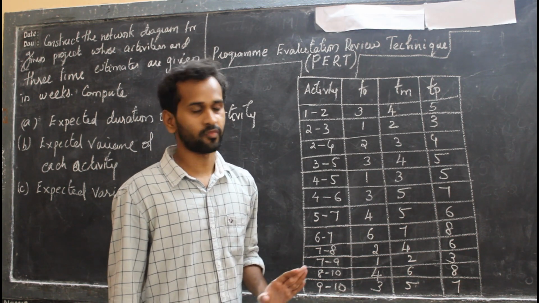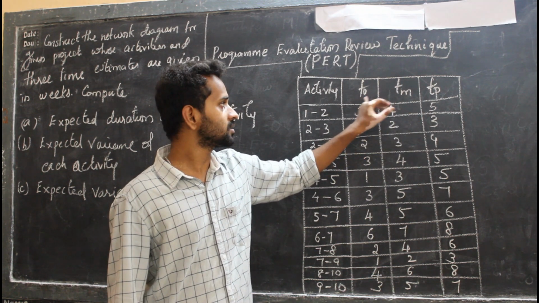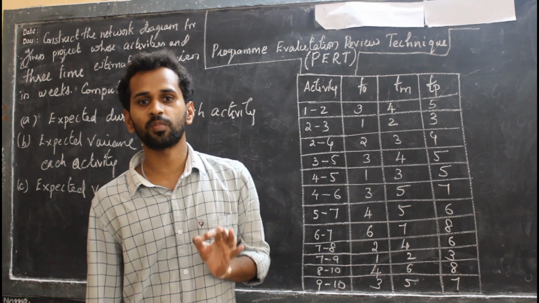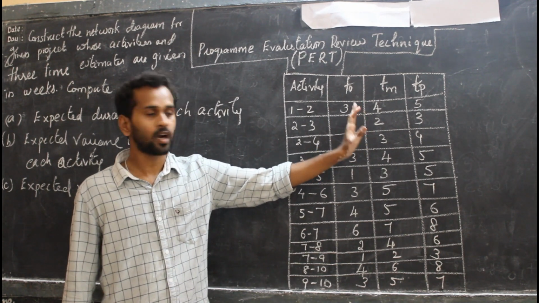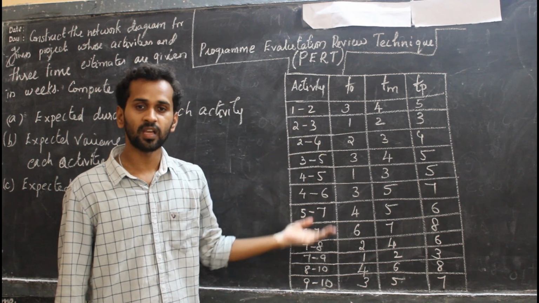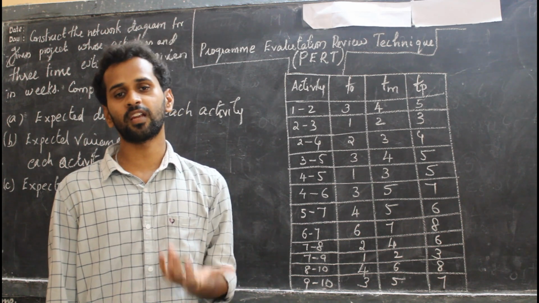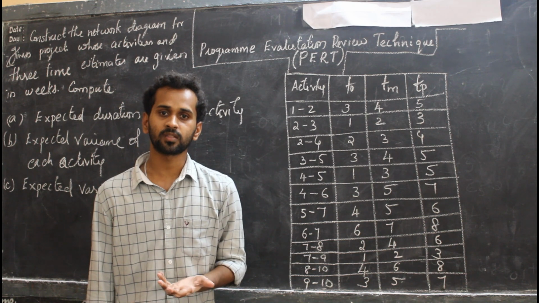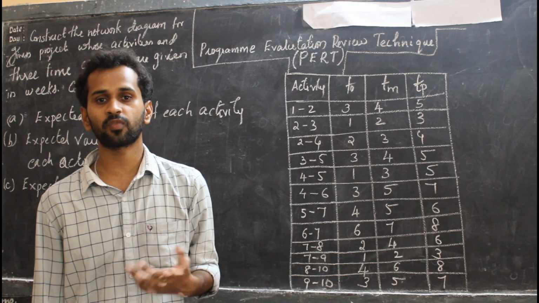Now what we are going to do here is find Te using T0, Tm, Tp. Te is called the estimated time to complete the activity in the project. After you find Te, using activities 1 to 2, 2 to 3, we start drawing a network diagram. After drawing the network diagram, we find the critical path. After finding the critical path, we calculate the expected variance for the project.